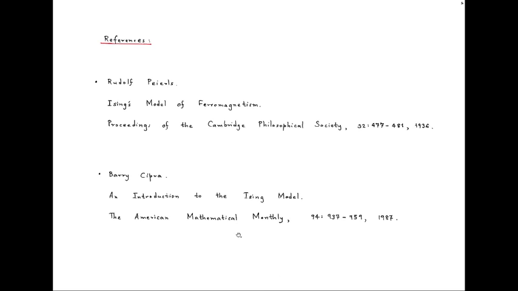Now Peierls' proof appeared in 1936 in this journal, Proceedings of the Cambridge Philosophical Society, but this talk was based on a survey expository article by Barry Cipra, which appeared in the American Mathematical Monthly.